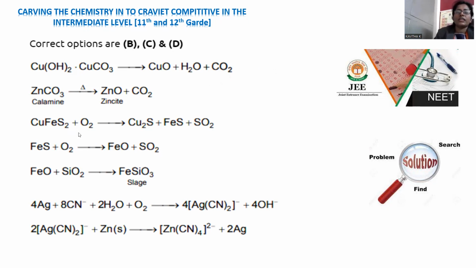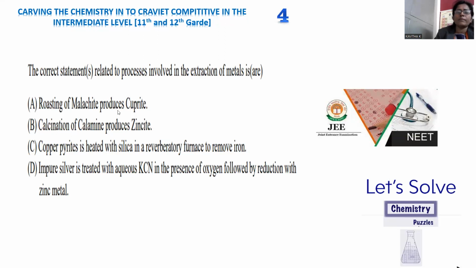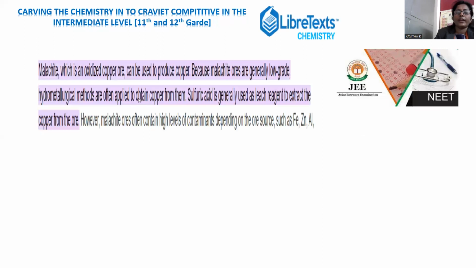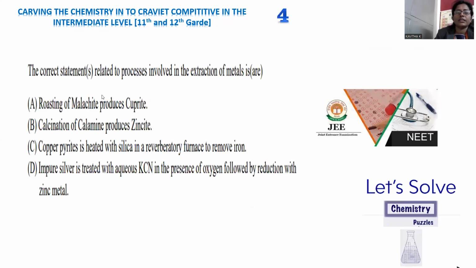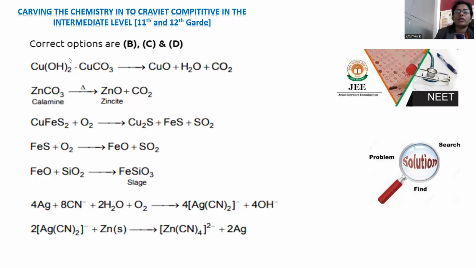So what they are saying: roasting of malachite produces cuprite. Cuprite and malachite, which are oxidized copper ores, can be used to produce copper. But here the process we are applying is called leaching. So the leaching process will be followed rather than the roasting process they are mentioning. So option A is discarded.